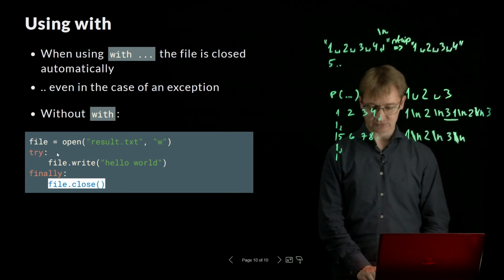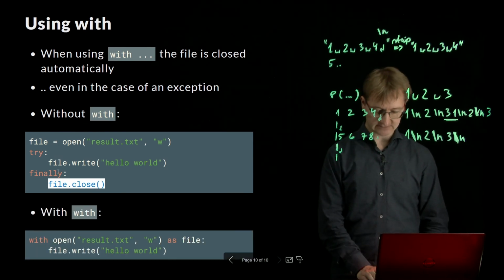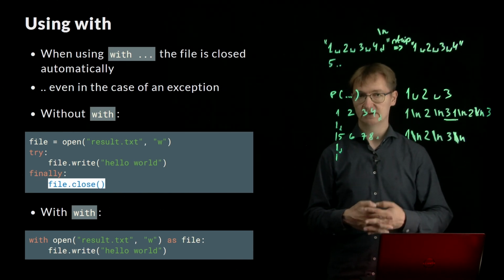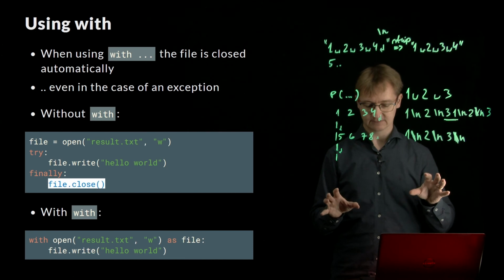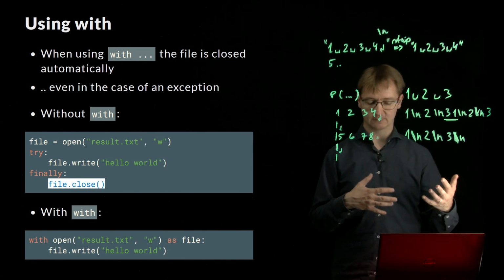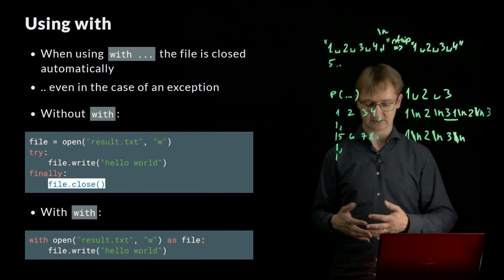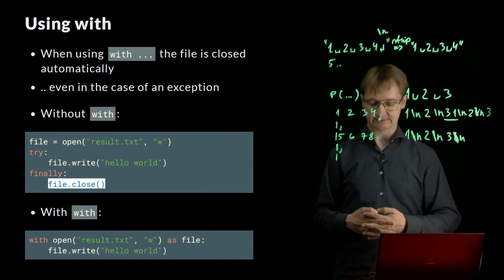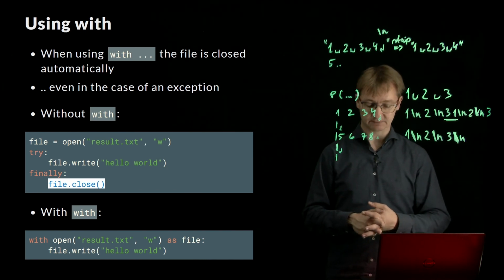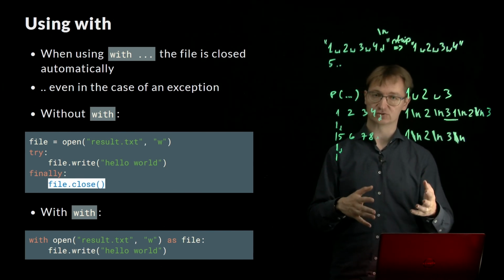And instead of those 5 lines, I can use with, and then I only have 2 lines. And they do exactly the same thing. So we open the file for writing, and then we try to write something into the file. And if something happens, we can be sure that the file is closed also.